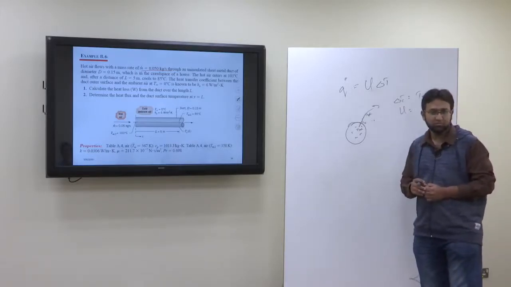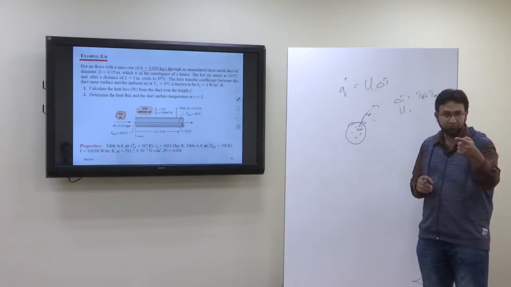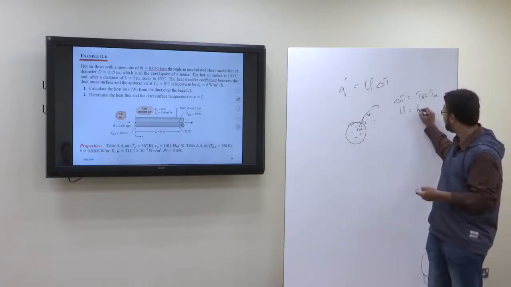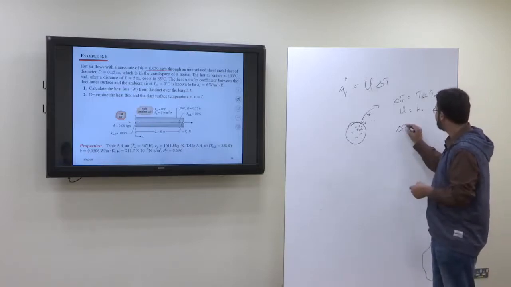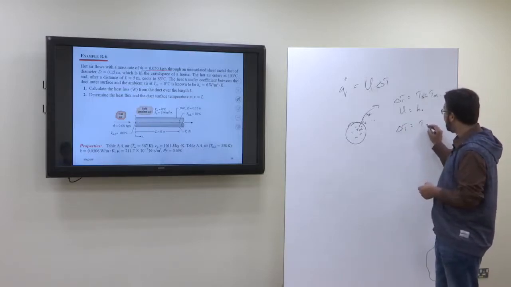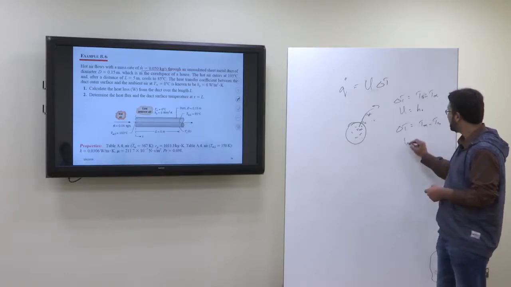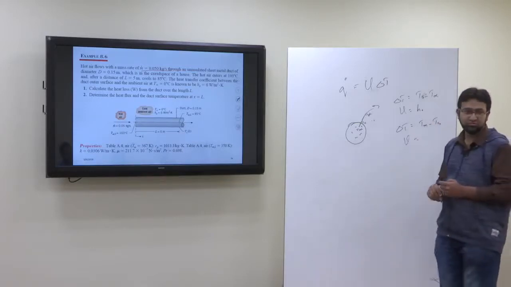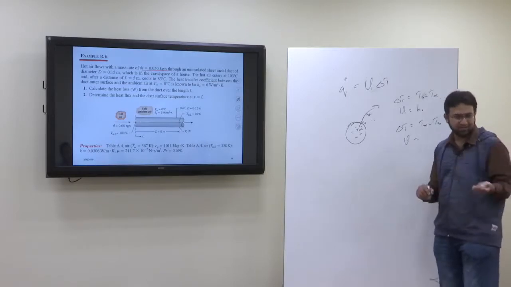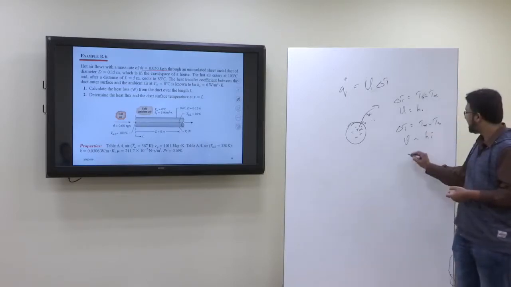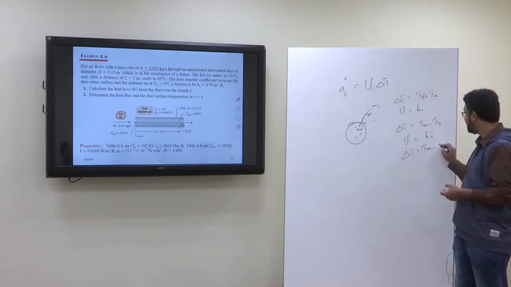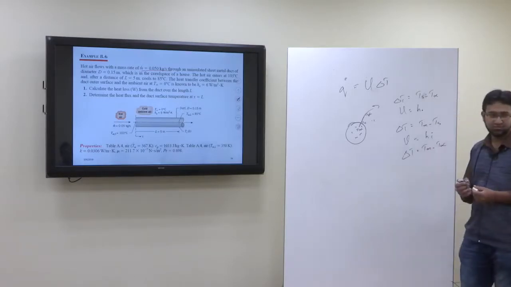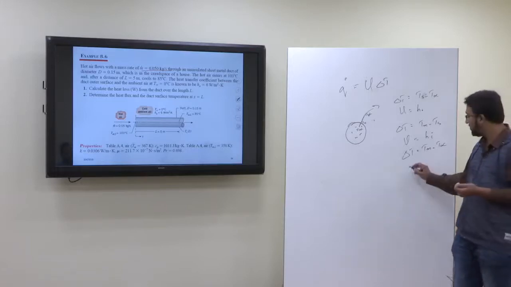The convection resistance for the outside. If I say that delta T is Tm minus Ts, then what will be U? Inside. If I say that delta T is Tm minus T infinity, overall, then what will overall be?